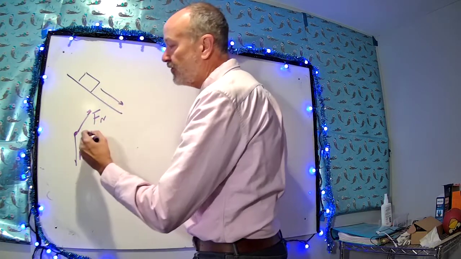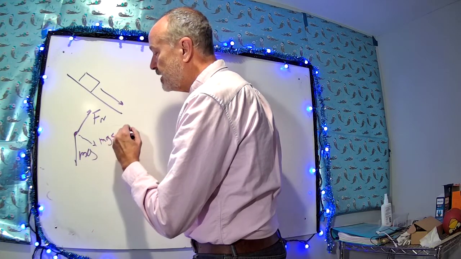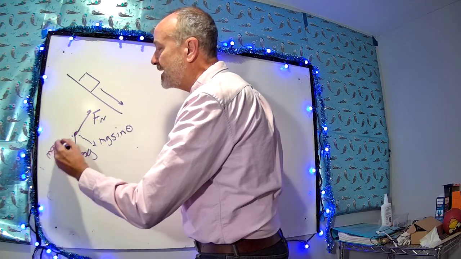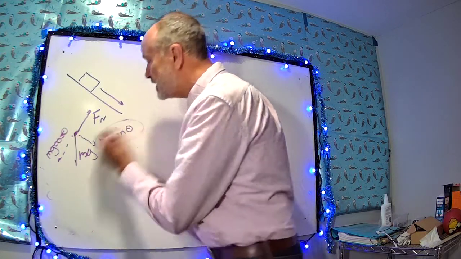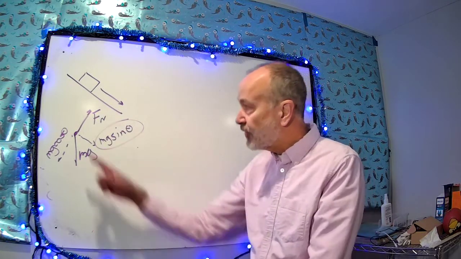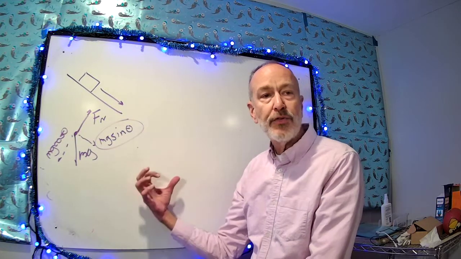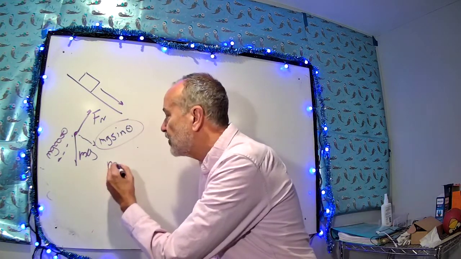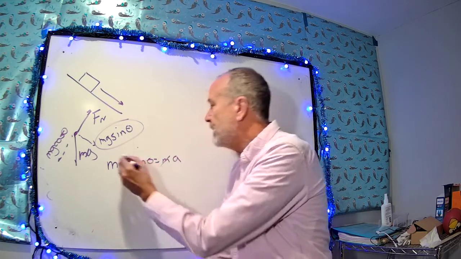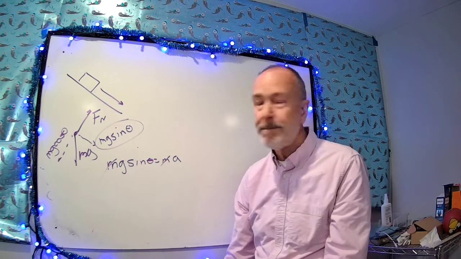So in the direction of motion, we can break this down into mg sine theta, and mg cosine theta is perpendicular. So this is the net force down the ramp. If we have friction in the other direction, it would be mg sine theta minus the force of friction equals ma. But if it's frictionless, mg sine theta equals ma. The masses cancel, and the acceleration is just g sine theta.